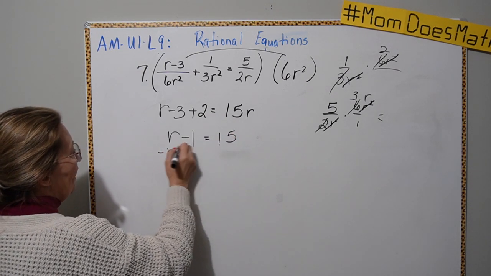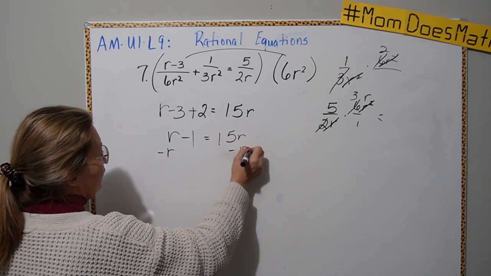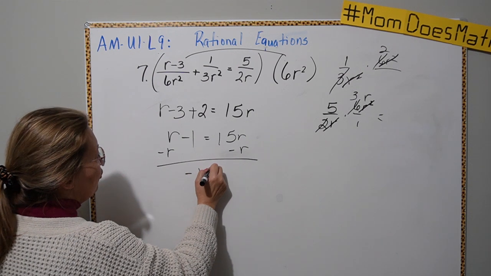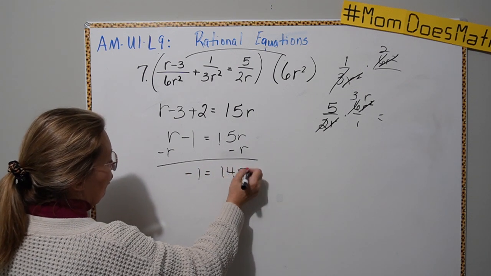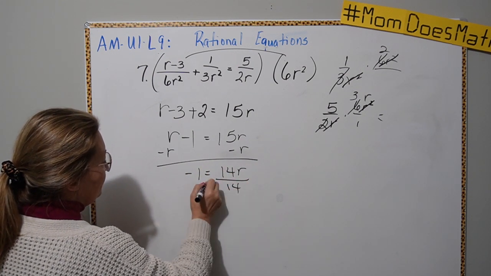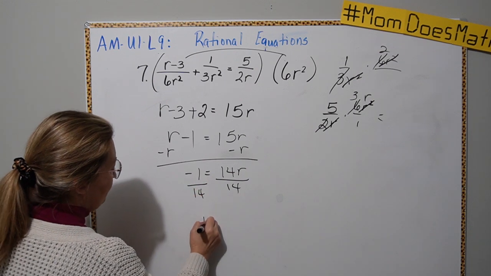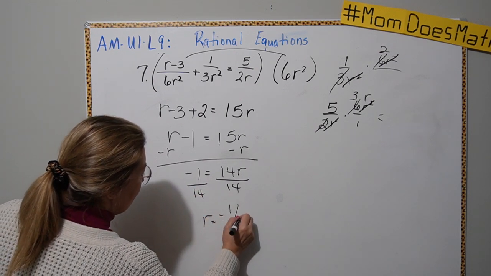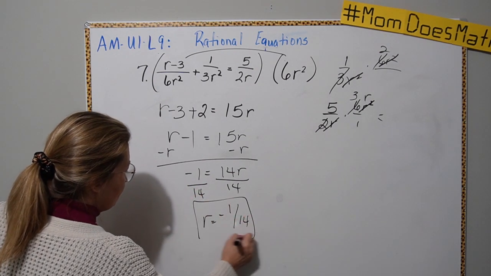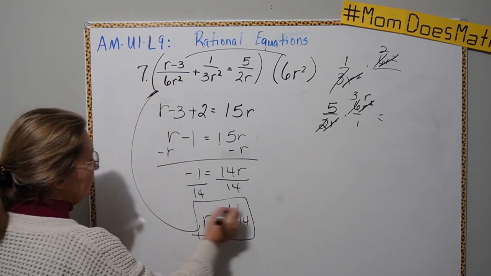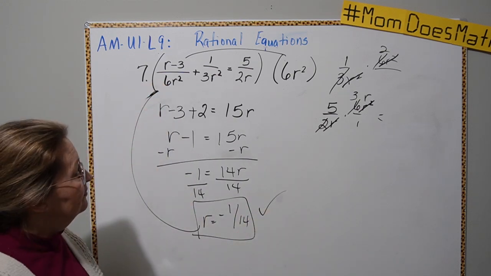Then I can subtract r from each side, so I have negative 1 is equal to 14r. Then I want to divide both sides by 14, so r is equal to negative 1 over 14. Filling it in, yes, it checks.